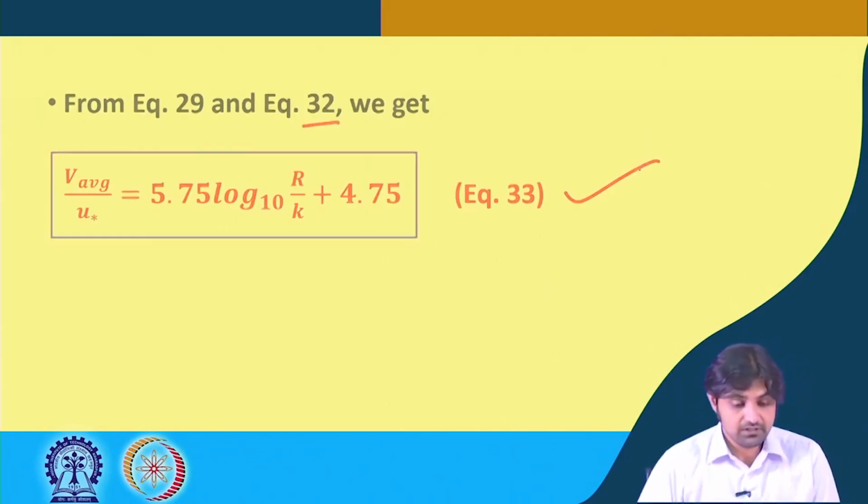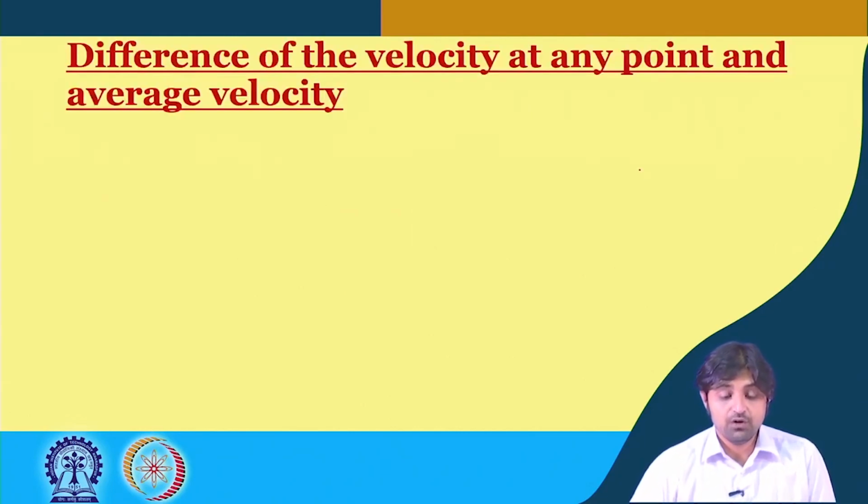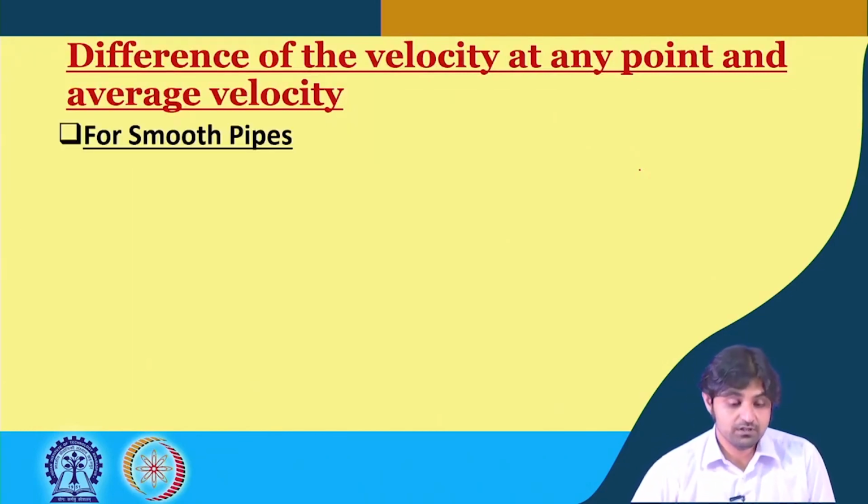So, what is this? This is the average velocity divided by the frictional velocity for the turbulent pipe flow case. Okay. Now, the difference of the velocity at any point and the average velocity.